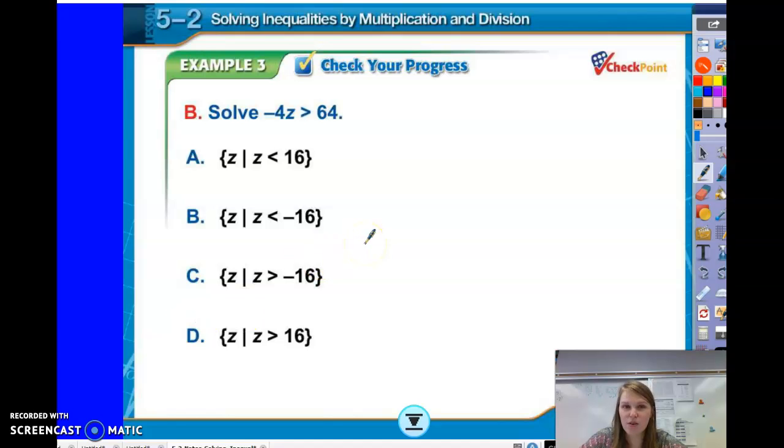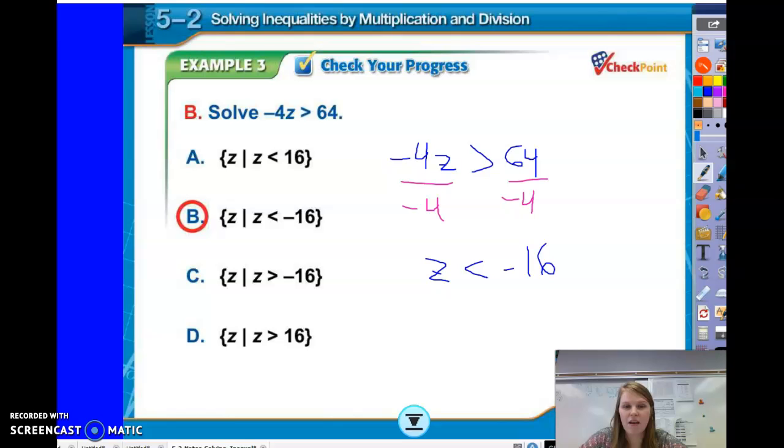How about this one? Pause right here, see what you can do. What did I do here? I divided by negative 4 on both sides, but since it's divided by a negative, I flipped the symbol. So I ended up with z is less than negative 16. So I ended up with B.